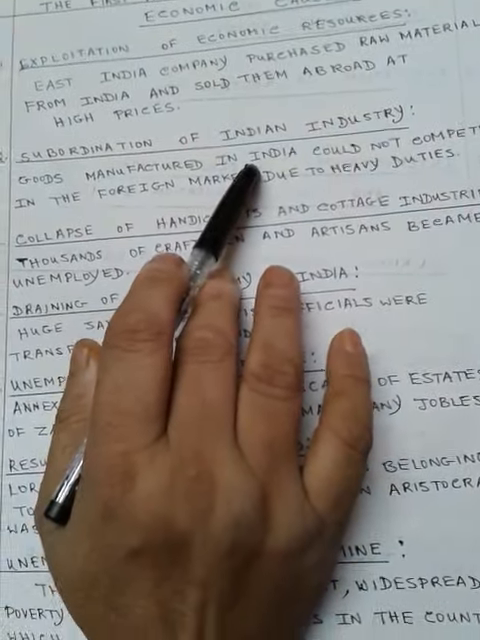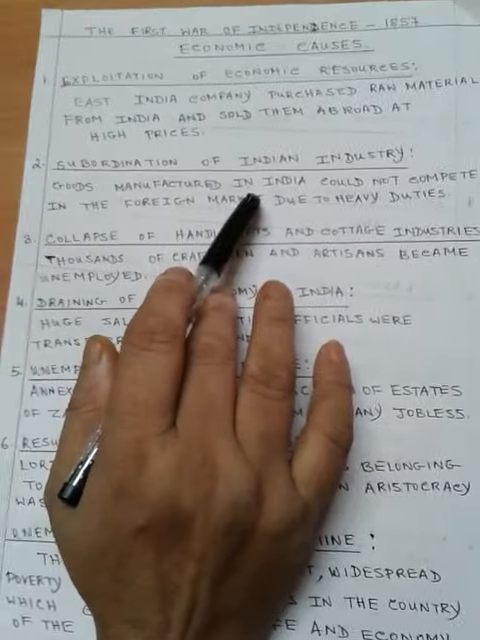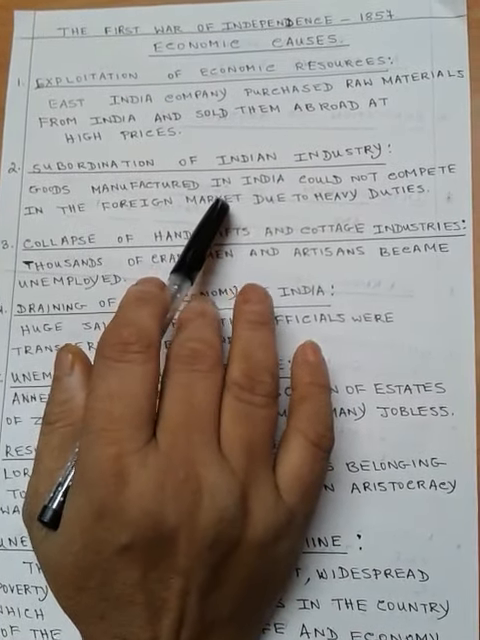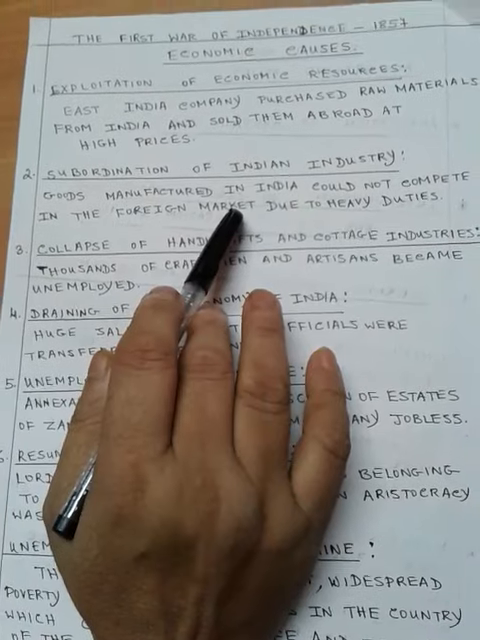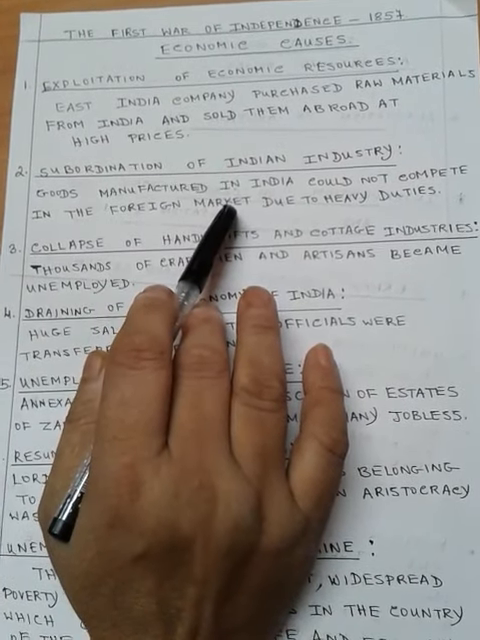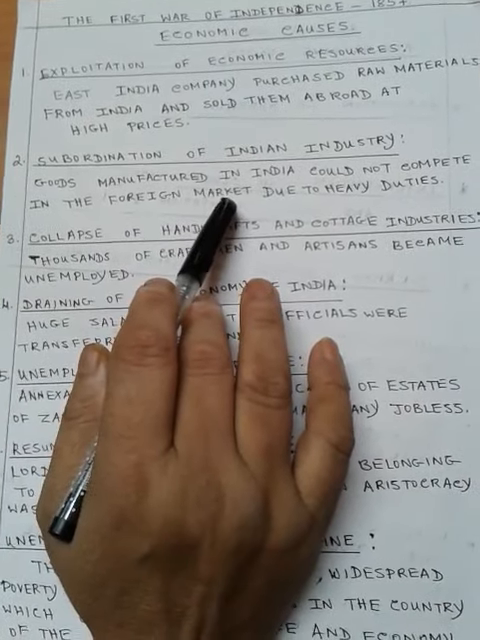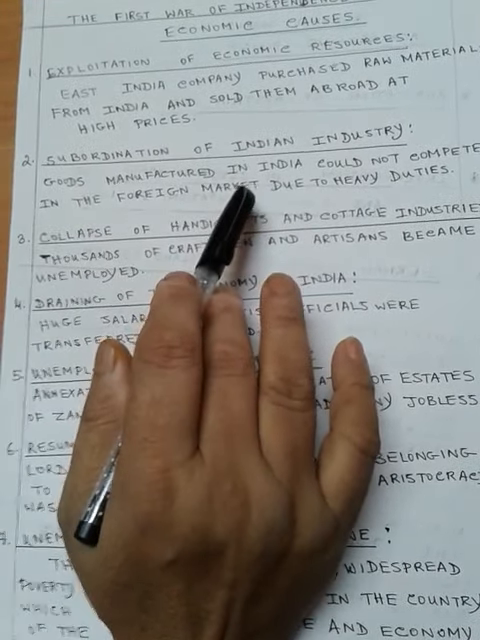Goods manufactured in India could not compete in the foreign market because of heavy duties. India became a country supplying raw materials to England. India also became an economic colony of industrial England. In other words, the wealth of the country got transferred to England. Instead of remaining an exporter, India became an importer of British-made goods.